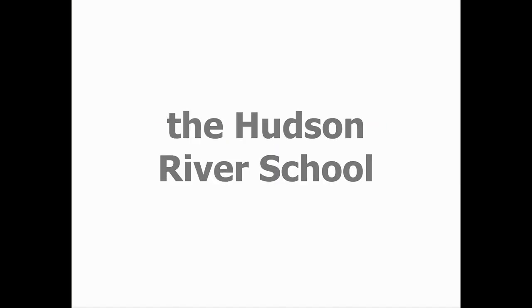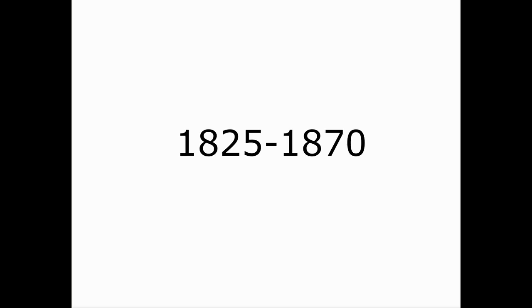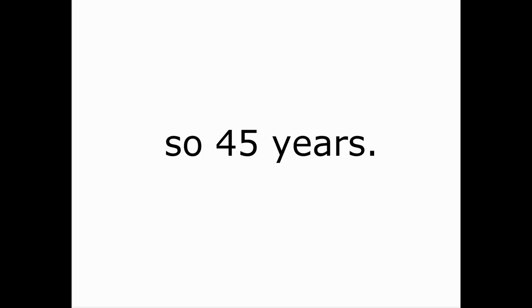The Hudson River School. The Hudson River School was an art movement in the 1800s, formed by a good few generations of landscape painters. This movement lasted from 1825 to 1870, so 45 years. These artists were determined to allow artists in America to be independent of European schools.